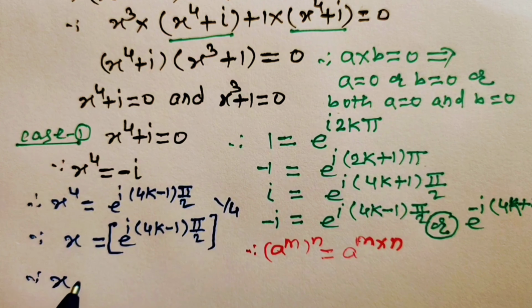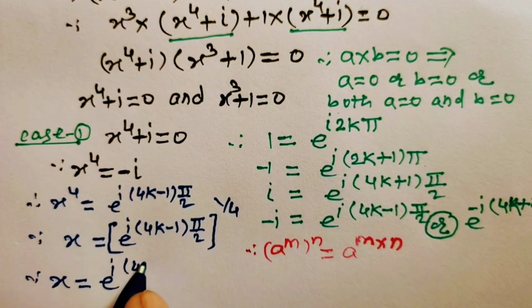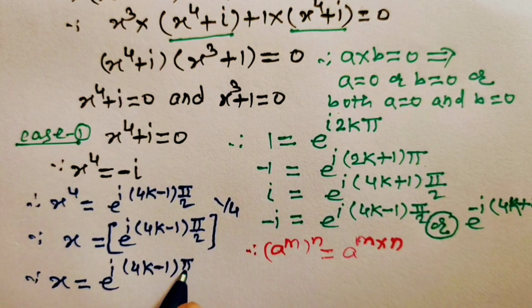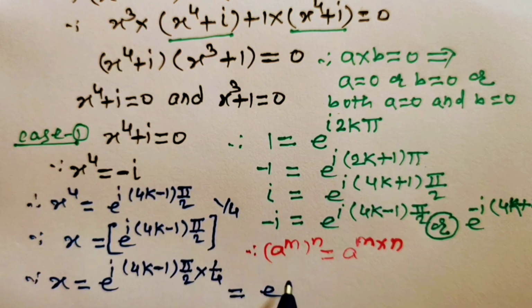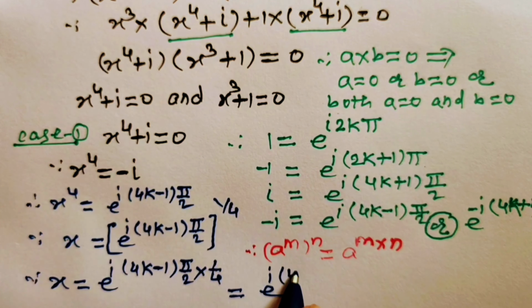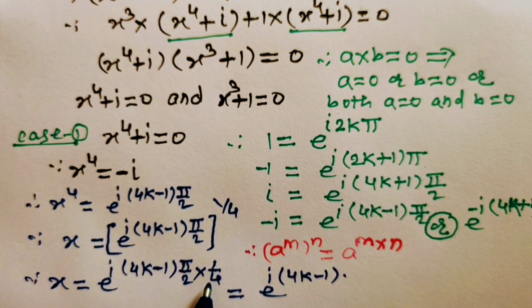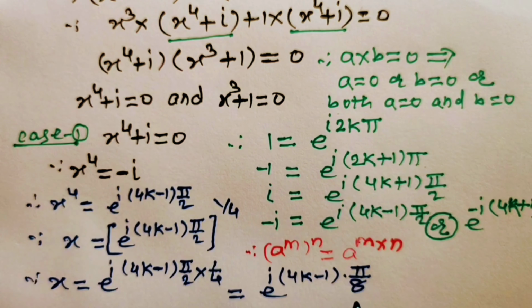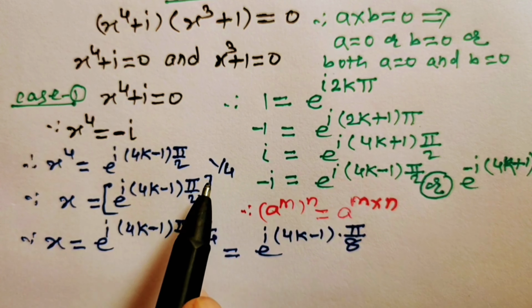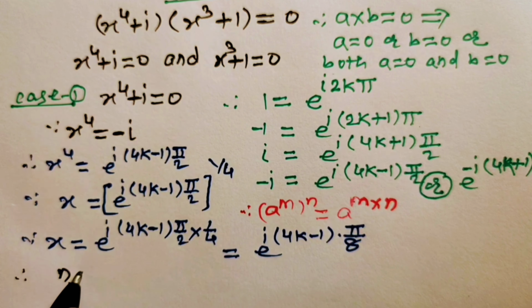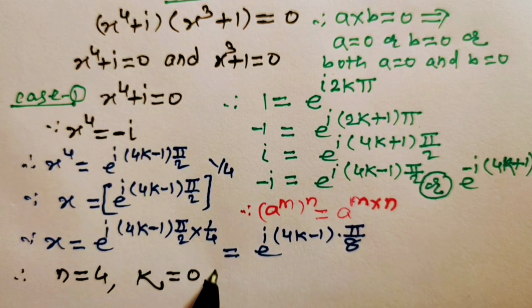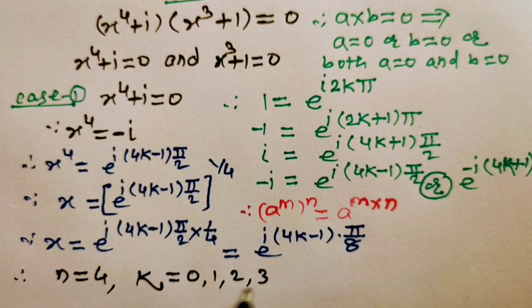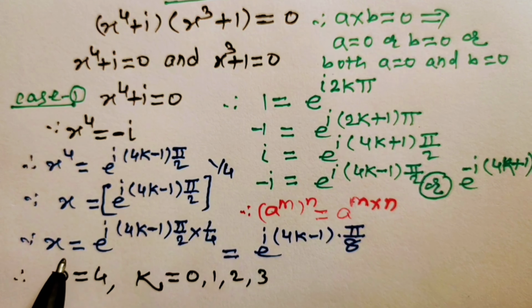Hence x is equal to e to the power i (4k minus 1) times pi upon 2 into its power 1 upon 4. This is equal to e to the power i (4k minus 1) into pi upon 2 into 1 upon 4, that is pi upon 8. Here we have taken the fourth root, so n is 4, and we substitute k is equal to 0, 1, 2, 3. This 3 is nothing but n minus 1; 4 minus 1 is 3. Put k is equal to 0, 1, 2, 3 in this and get the 4 values of x.